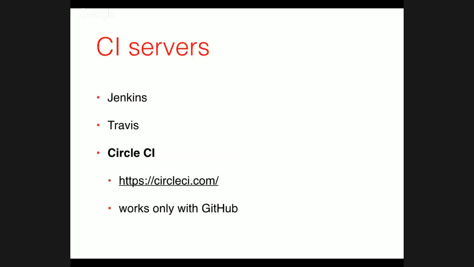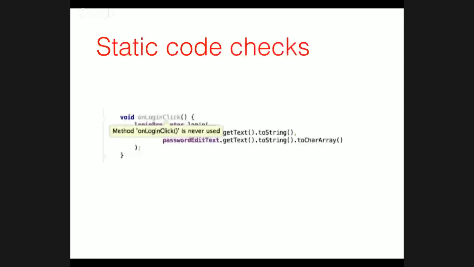At first, we were using Jenkins. It was a lot of pain. We had to do a lot of DevOps work. So lately, we've switched to CircleCI. It only works if you host your repositories on GitHub. I advise you to check out CircleCI. It's really easy to configure, and the starting plan is free, so you can try it out for free and see if it suits your needs.